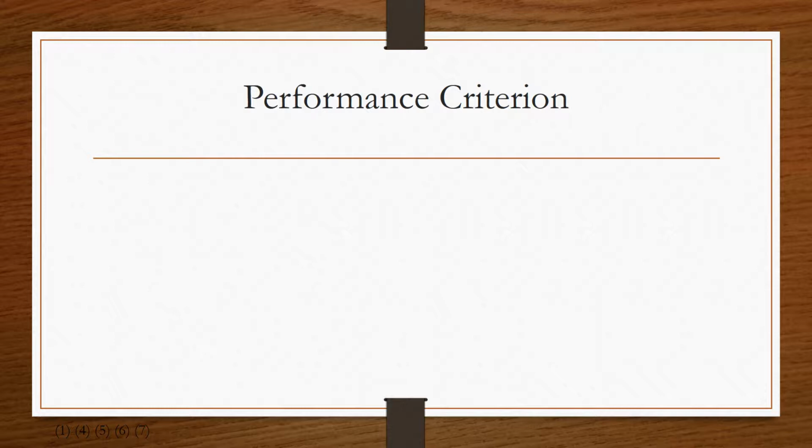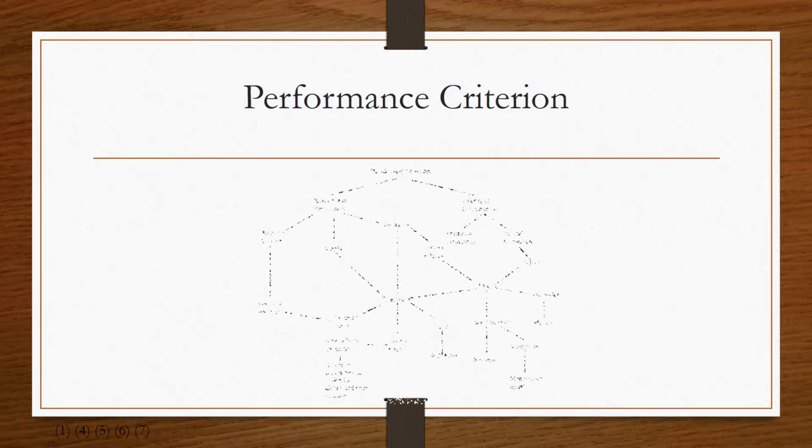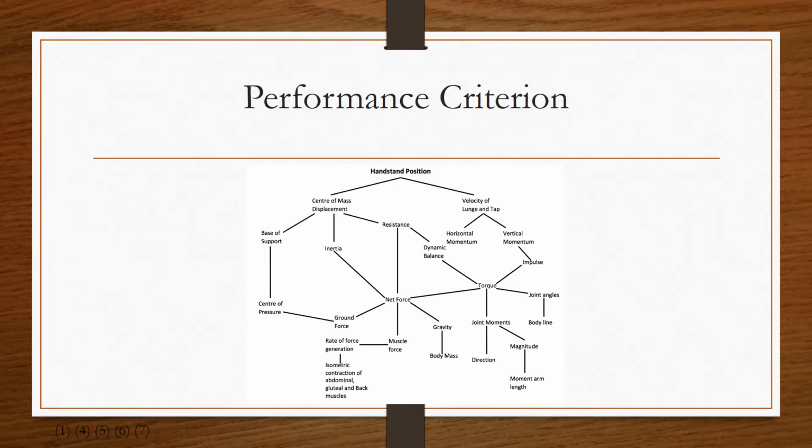There are many biomechanical factors which contribute to the handstand position, and these are shown in the depicted performance criterion. There are 4 key biomechanical factors within this performance criterion that will be the basis for this analysis of this skill. These are the velocities of the lunge and tap movements, the center of mass displacement over the center of pressure, dynamic balance, and joint angles and body line.